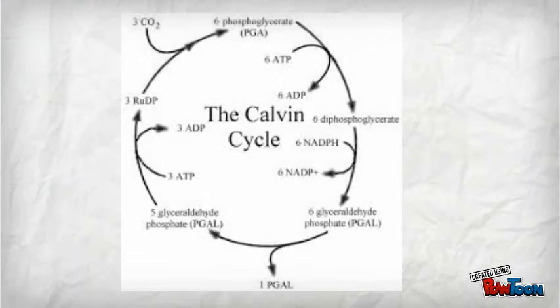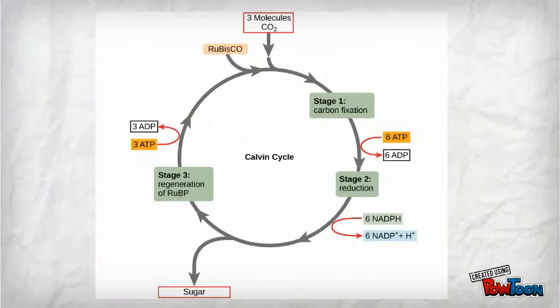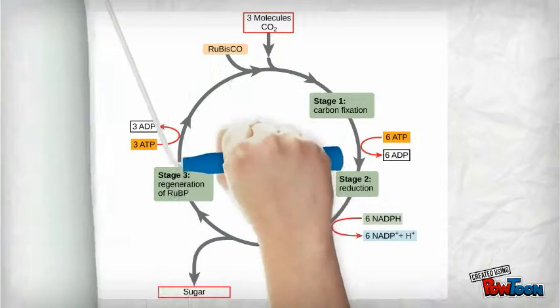Now at the Calvin cycle, you have to know it has 3 stages. Stage 1 is carbon fixation. Stage 2 is reduction, and Stage 3 is regeneration of RuBP.